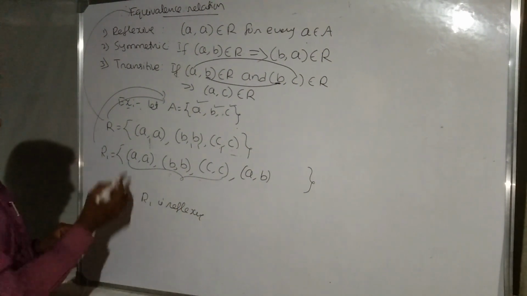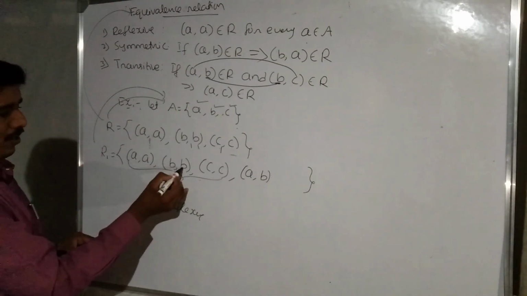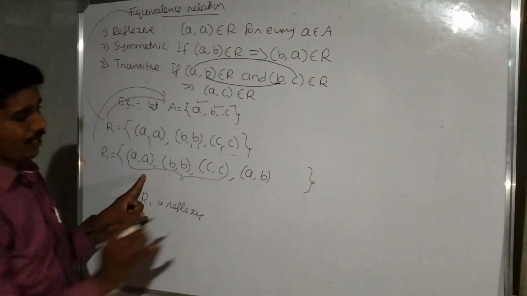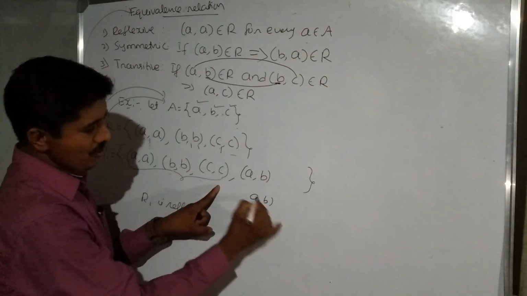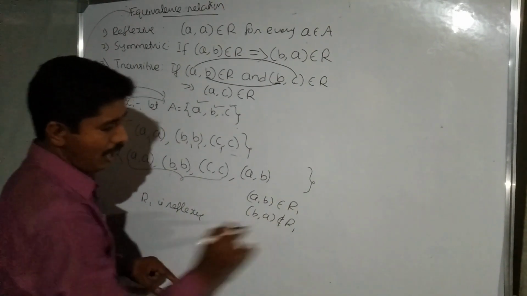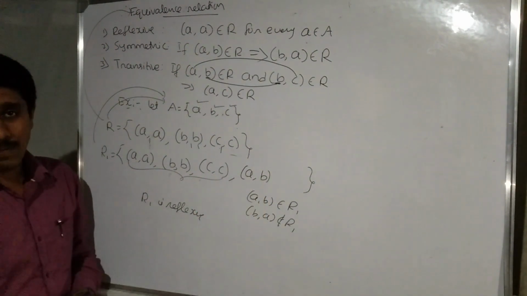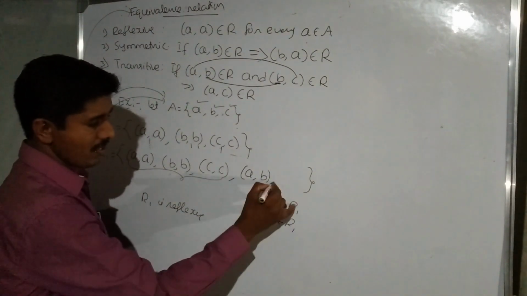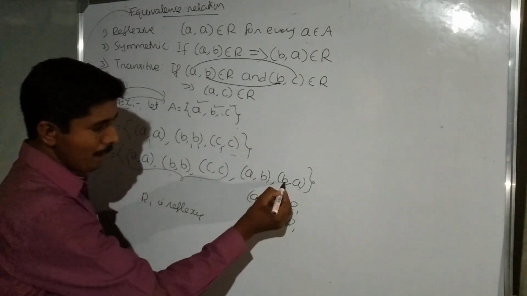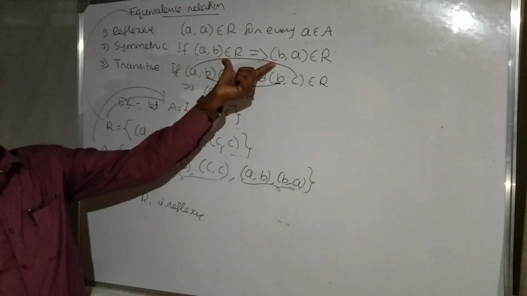Is it symmetric? See, in the first three ordered pairs, first element equal to second element, A equal to A, B equal to B, C equal to C. Here first three ordered pairs are symmetric by themselves. What about A comma B belongs to relation? We don't have B comma A in R1. Therefore, R1 is not symmetric. For it to be symmetric, you must include B comma A. A comma B belongs to relation, B comma A belongs to relation means clearly it satisfies the symmetric condition.